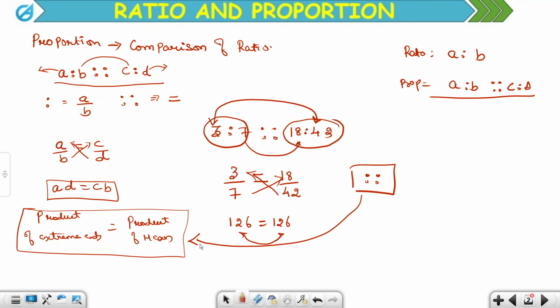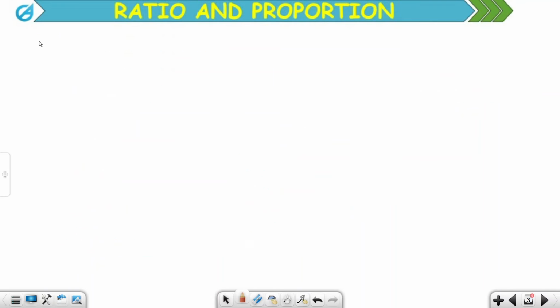Now we'll see what are the types of proportions. What are the types of proportion? There are four types. First one is first proportion. Second is mean proportion. Third one is third proportion, and last is fourth proportion.